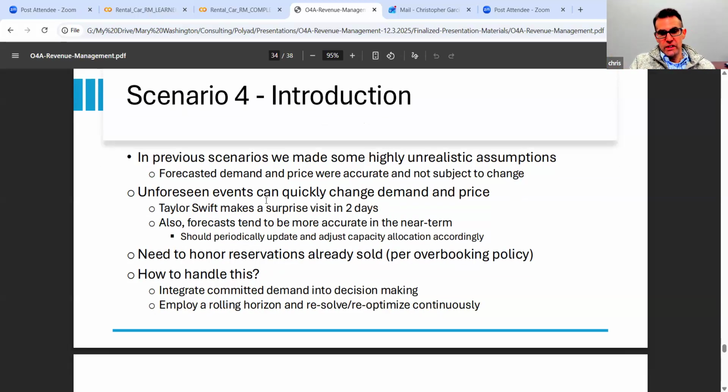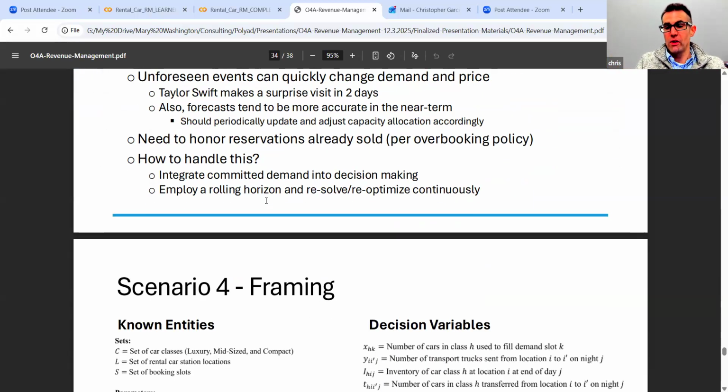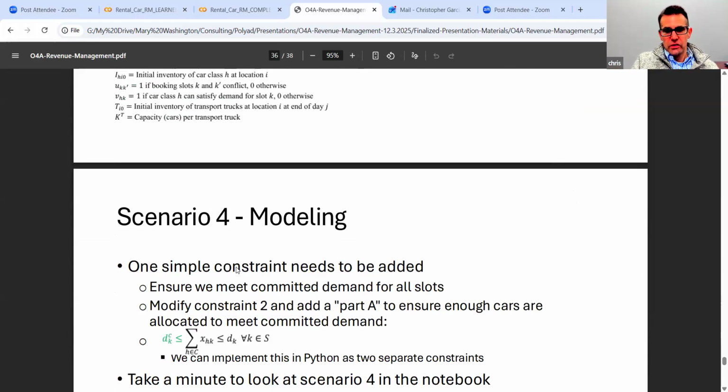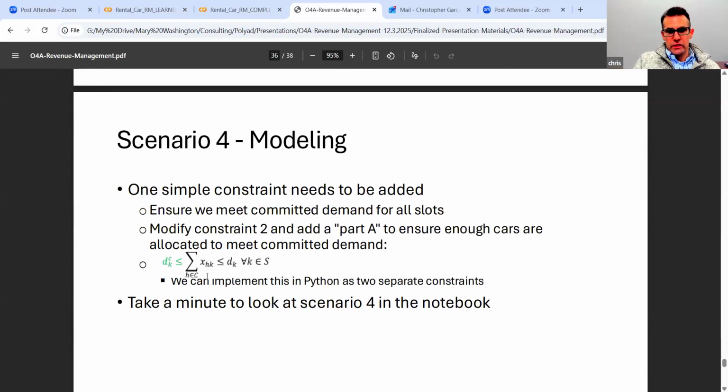Okay, and so the way we do this, it turns out that the math is incredibly simple. The biggest difference here for us to handle this dynamicism is how we think about the solution, how we use the model here. So we're going to add one more input, which is the DCK, the committed demand for slot K. And then when we go to do our modeling, our constraint that ensures we don't exceed our demand for each slot in terms of what we allocate, we're going to add a floor to that also, just simply ensuring that whatever we allocate is at least the committed demand for that slot here.